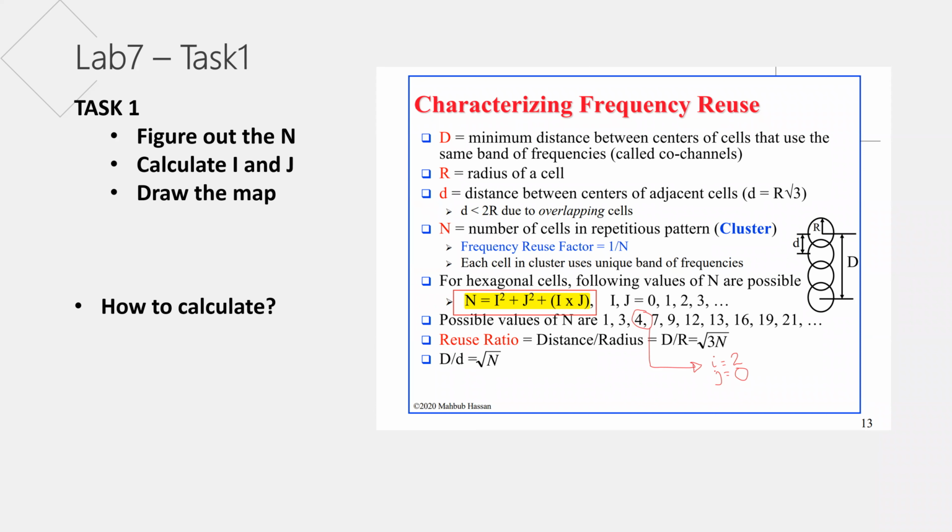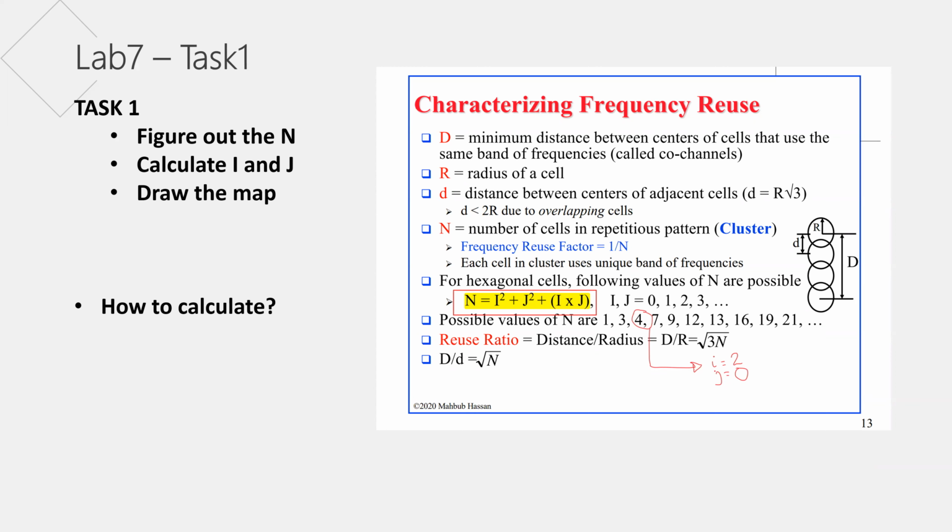I'd say the important concept is on this page 13. You need to know this equation. What is N, and what are I and J? And maybe have a look at this example here, locating co-channel cells, and see which one is I and which one is J, and how they draw this picture.